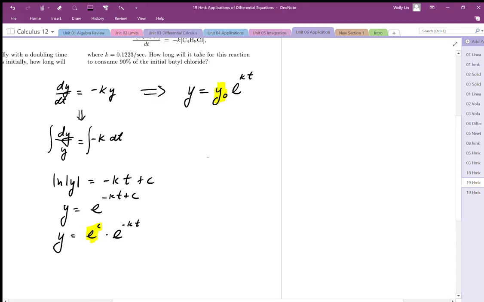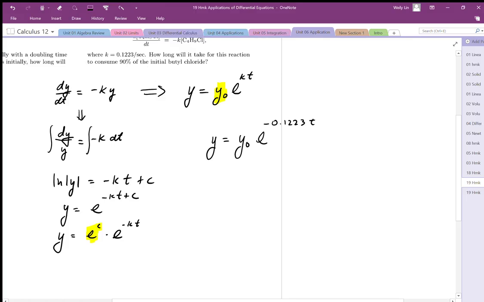So I'm going to have my equation here. My concentration value y as a function of time is equal to, and they don't tell us what the starting amount is, but they do tell us the k value is going to be 0.1223, and that will be multiplied by t.